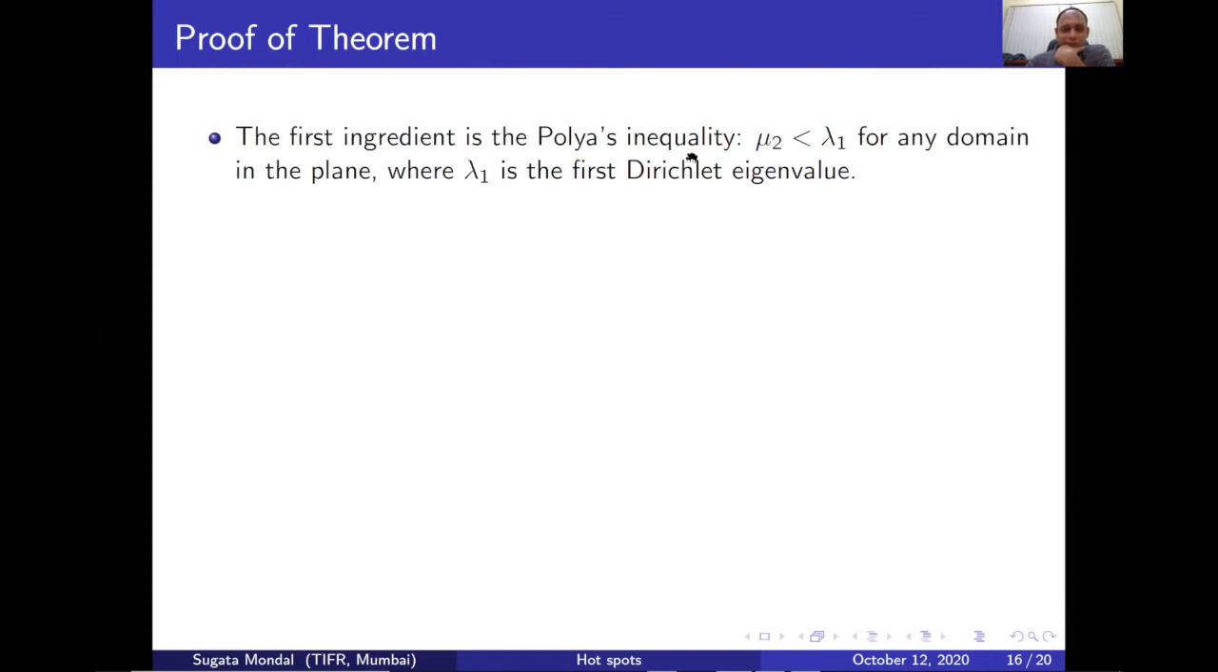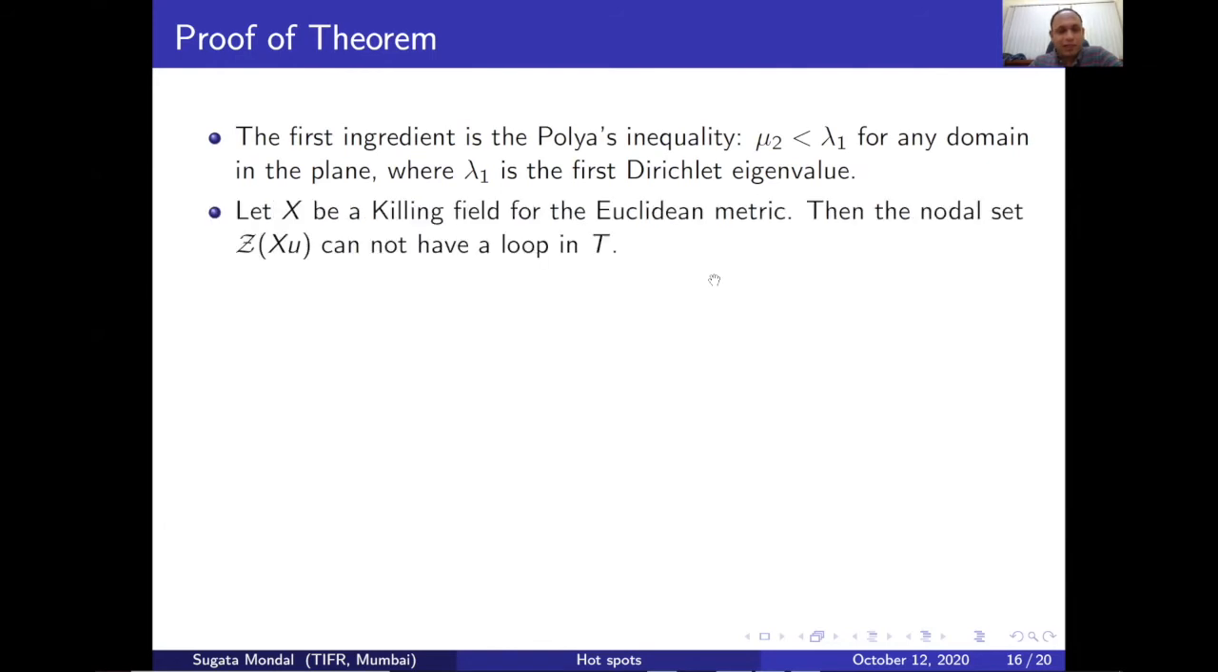So one of the main ingredients is Polya's inequality, and this Polya's inequality gives us this one, and I'll try to explain how this follows from Polya's inequality. It provides the following. If U is the second Neumann eigenfunction and X is a killing field, then again, as in the last slide, XU is again an eigenfunction of the Laplacian, meaning that it satisfies the Laplace equation with the same eigenvalue as U. It does not satisfy any boundary condition.